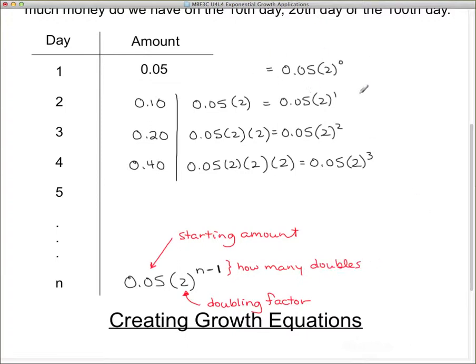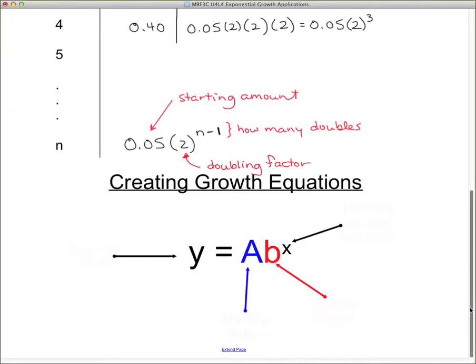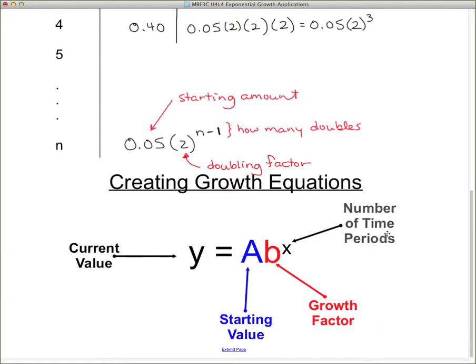Now, a lot of situations don't take the 0 case as day 1. They say that that's your beginning point and then it works from there. And what we have is this general equation where y is the current value of what we're looking at, so that is the total of this whole thing. Our a is our starting value. Our b is called our growth factor, and our x is called the number of time periods. So that's how many doubles up here, how many time periods it happened in.